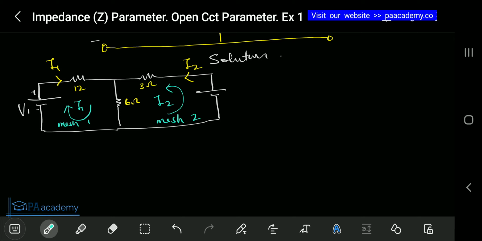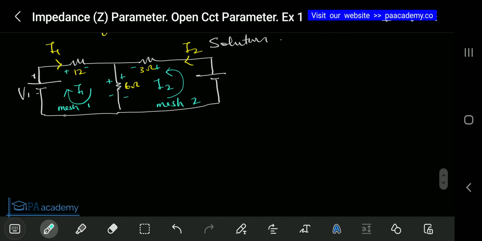So based on the direction that I've taken, let me just give polarities to the resistors. So this is the plus and minus. In this direction, this will be plus and then minus. This will be plus, minus, plus, minus. So now let's do some mesh analysis. So let me say, apply KVL to mesh 1. So what I'm doing now is mesh analysis.